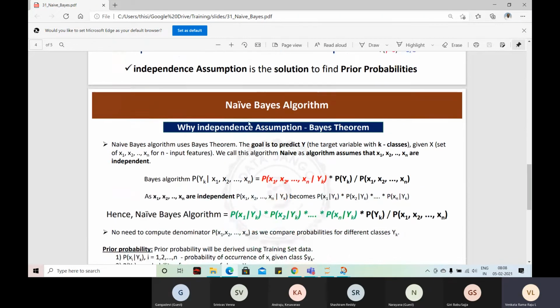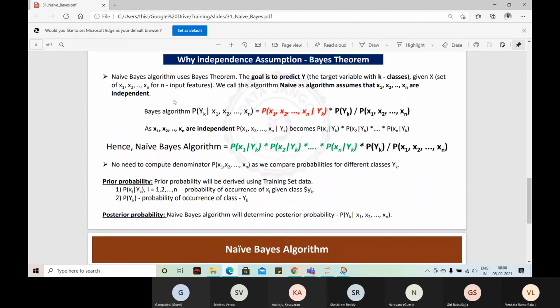So, the naive Bayes algorithm. Now, the independence assumption. If you assume that the input variables are independent, you can calculate the probability of this particular part, right?